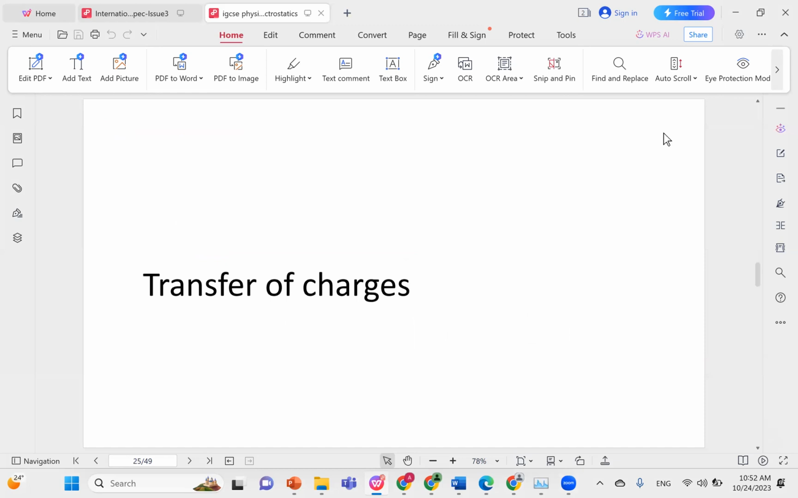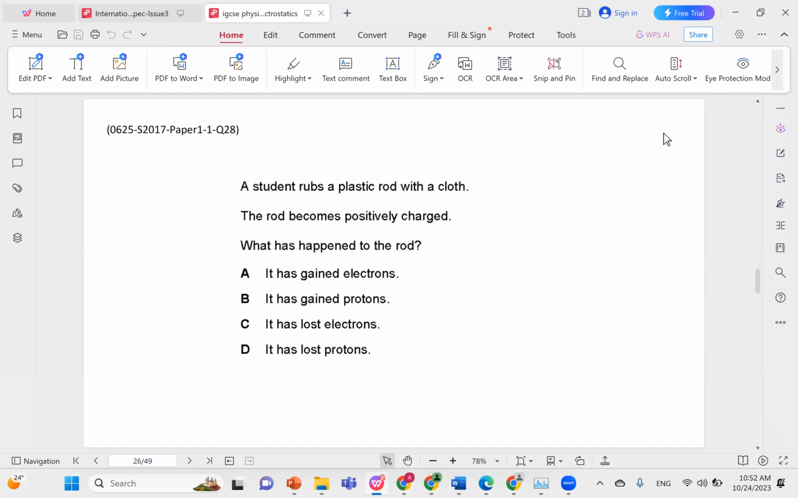Our next topic is the transfer of charges. What you need to know about the transfer of charges is that positive charges are heavy. They do not move. Negative charges are the ones that move from one body to another. This is the main piece of information that you need to know.